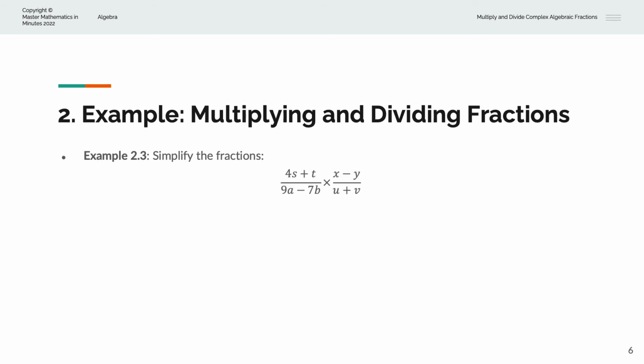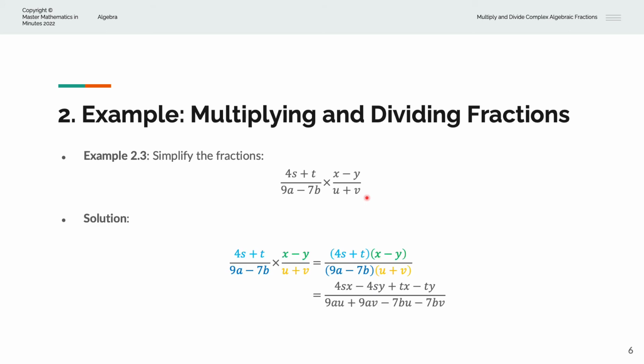In the third example, we're asked to simplify the fractions 4s plus t over 9a minus 7b, multiplied by x minus y over u plus v. We'll multiply the numerators together as well as the denominators, and expand the numerator first. 4s multiplied by x is 4sx. 4s multiplied by minus y becomes minus 4sy. t multiplied by x is tx. t multiplied by minus y becomes minus ty.